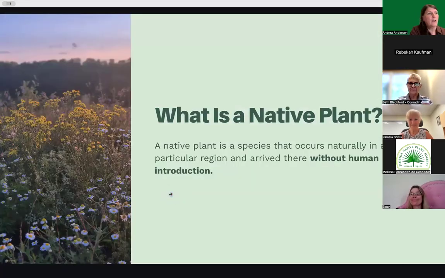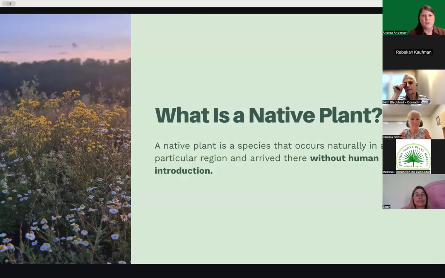All right, so what makes a native plant native? The scientific definition of that: a native plant is a species that occurs naturally in a particular region and arrived there without human introduction. At first glance, that seems pretty straightforward, but as we'll see, every part of that definition matters.